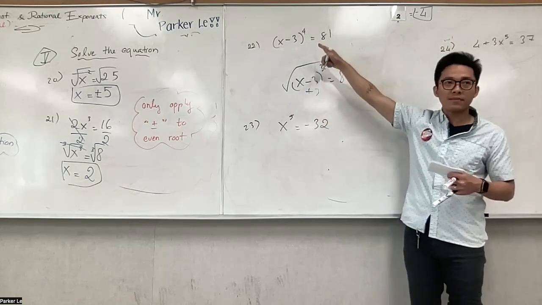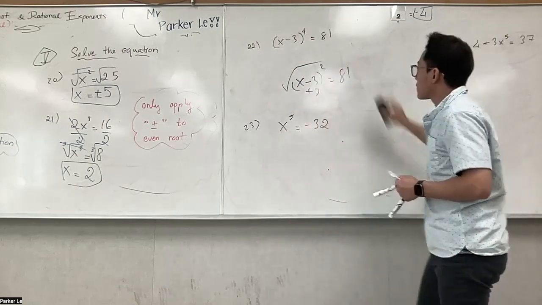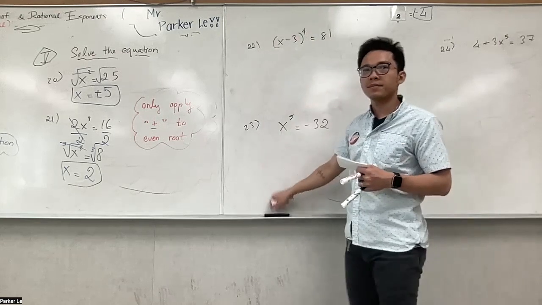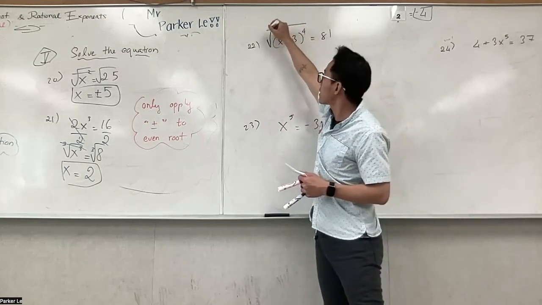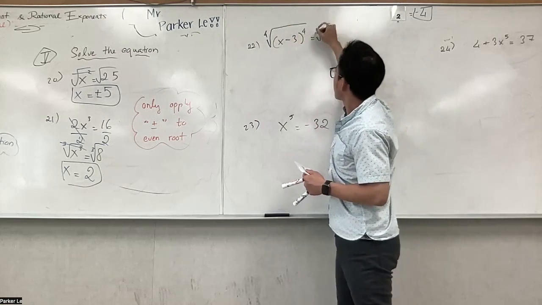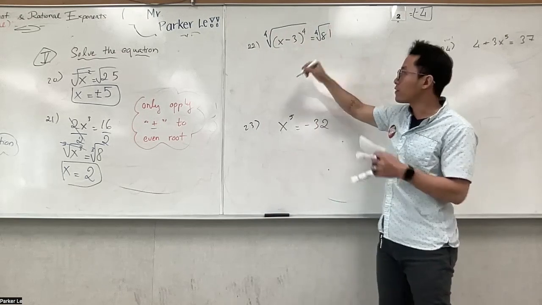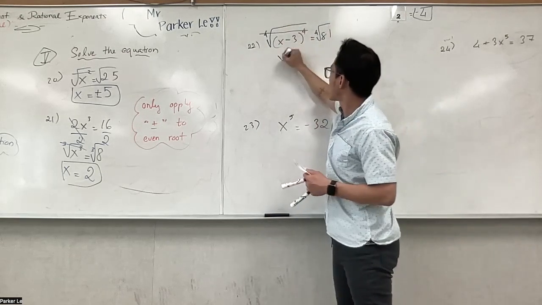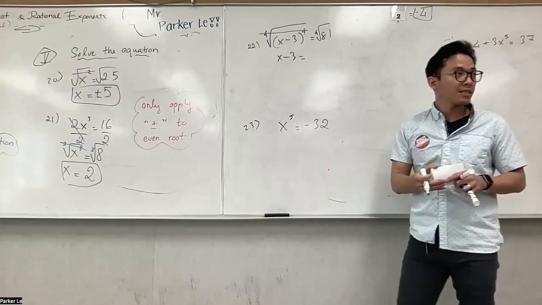Same thing here. You have x minus 3, everything to the 4th power. So you're gonna take what? You're gonna take the 4 root, because x minus 3 is inside the power 4. So you take the 4 root to cancel the 4. So x minus 3, what is the 4 root of 81? 3.